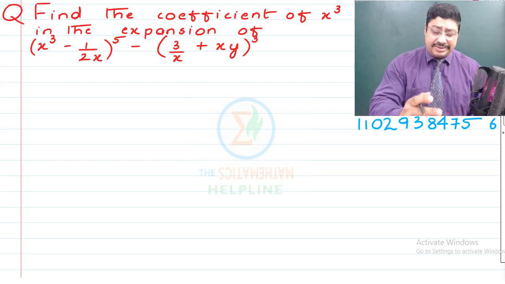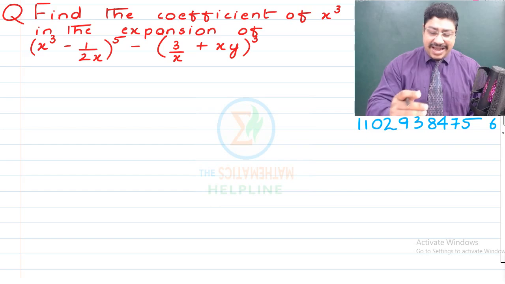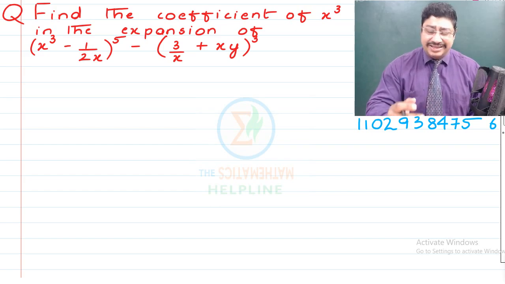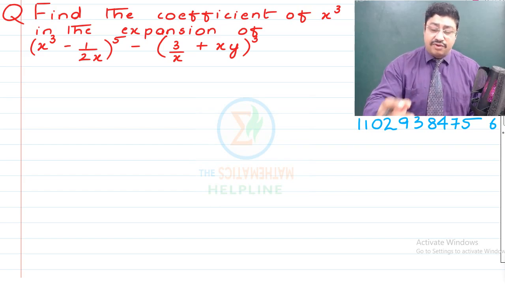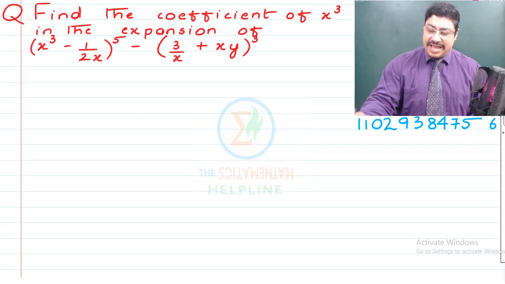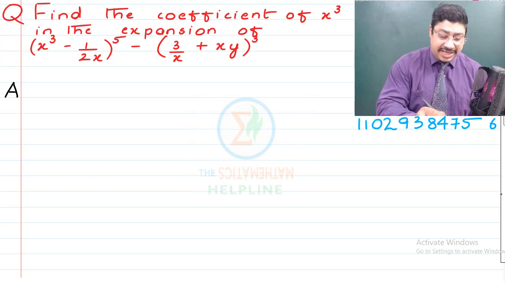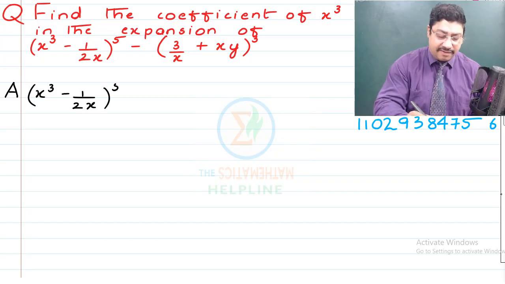Now here you get to see that first there is a binomial whose power is 5. Next we have another binomial whose power is 3, right? And you've got to find out the coefficient of x cubed. So let's get ahead with the first binomial that we have at hand, and then we will come over to the second binomial. So here children, if you talk about this (x cubed minus 1 upon 2x), which is raised to the power 5, right?